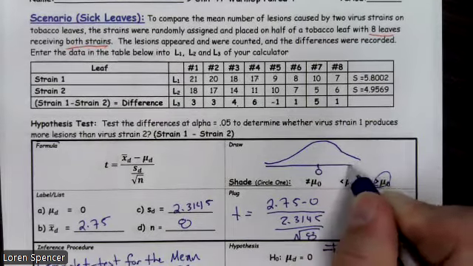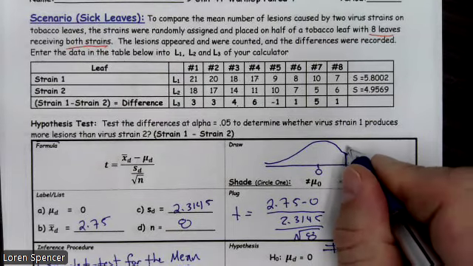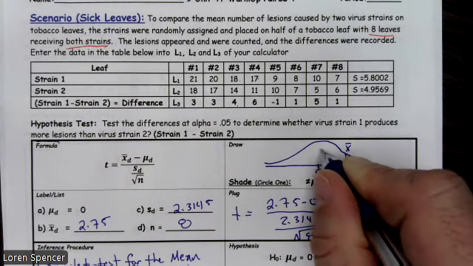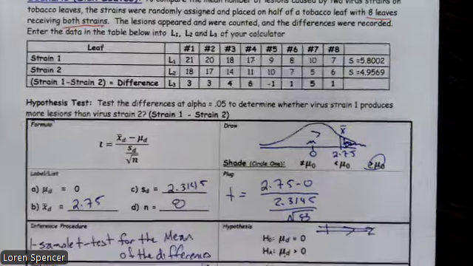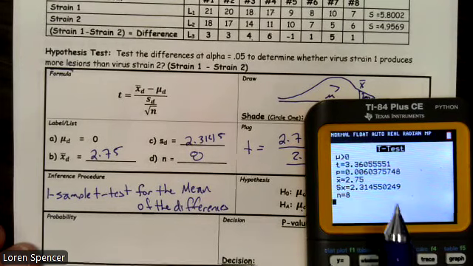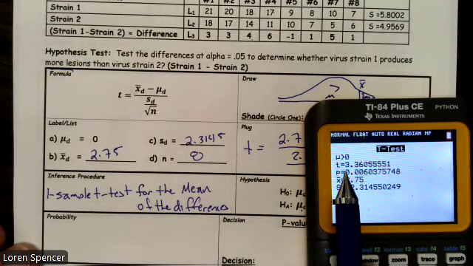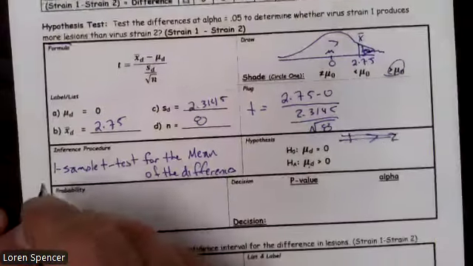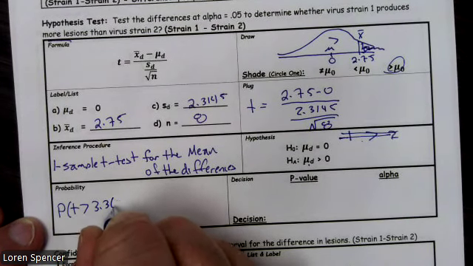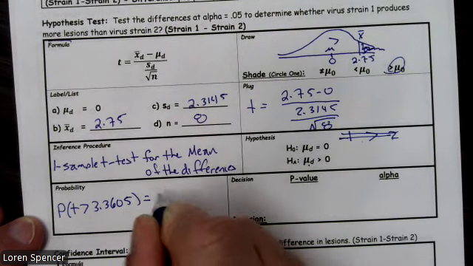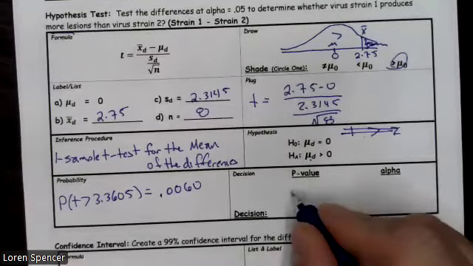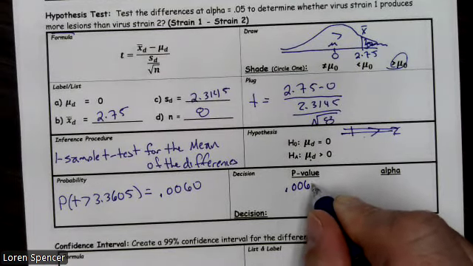We're expecting it to be at 0, but we got a 2.75 x-bar. And we're looking for this way, shaded up. This is greater than, and that's our mean. All right. And we have the probability that T is greater than 3.3605 equals 0.0060. Well, my p-value is 0.0060.